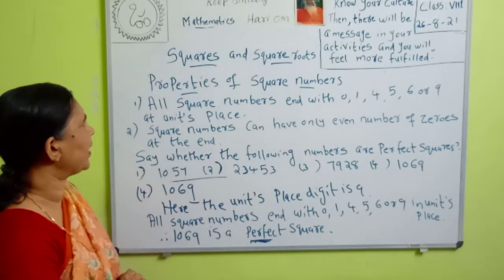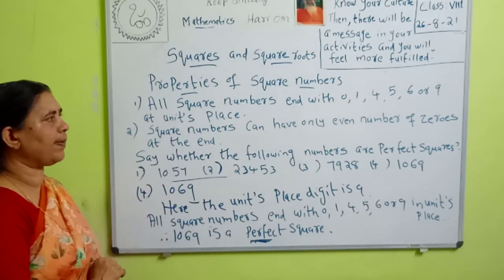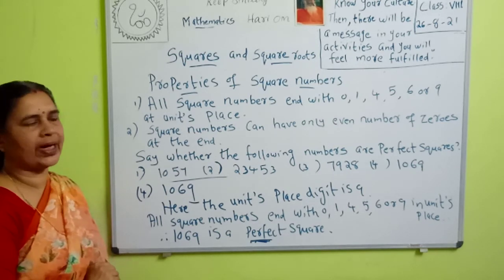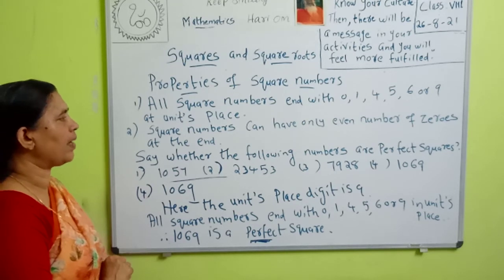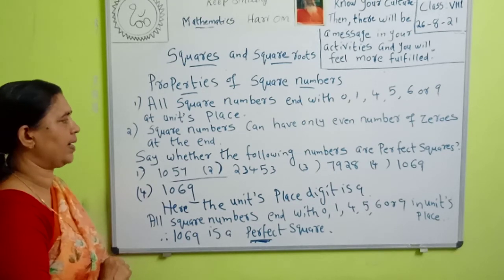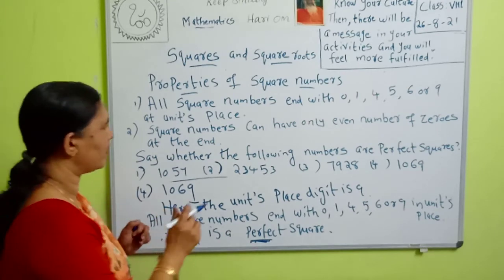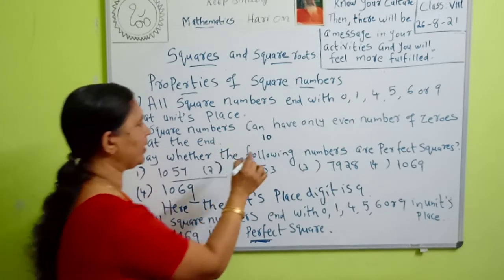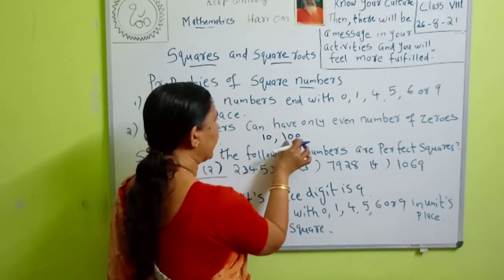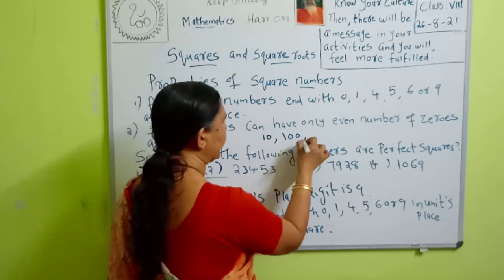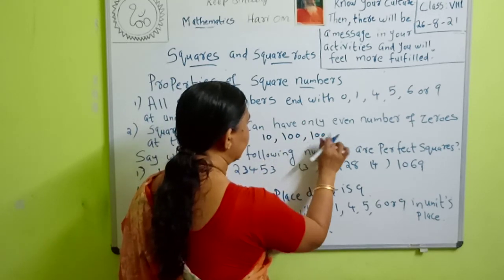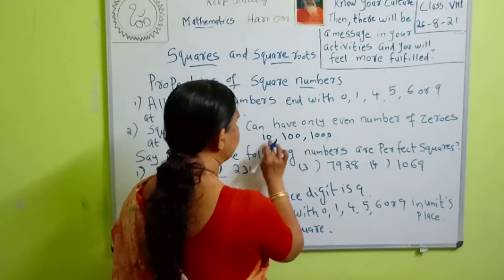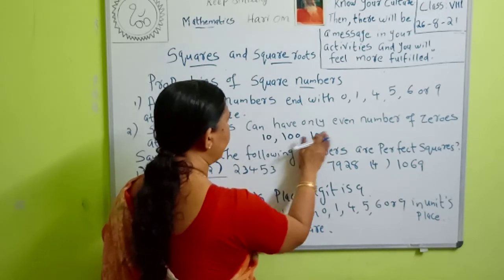Okay, then what are the properties of square numbers? All square numbers end with 0, 1, 4, 5, 6 or 9 at units place. Then square numbers can have only an even number of zeros at the end. For example, 10 has an odd number of zeros, so it is not a perfect square. 100 has an even number of zeros, so it is a perfect square. 1000 is not a perfect square because it has an odd number of zeros at the end. So if it has an even number of zeros, then that number is a perfect square.